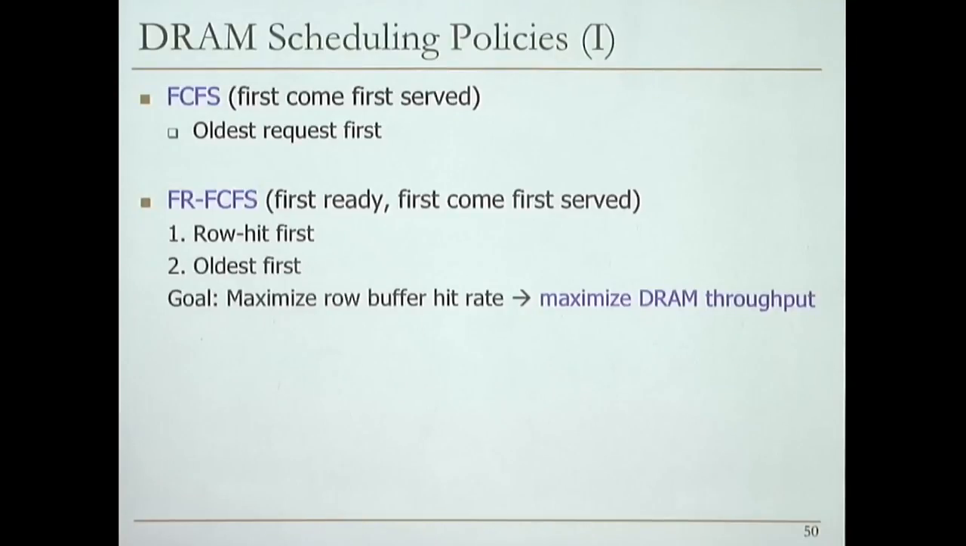The second one over here is first ready, first come, first serve, which we've seen. Basically, it prioritizes row hit requests over other requests. And all else being equal, it prioritizes older requests over other requests. And the goal, as we've seen, is to maximize row buffer hit rate, because that reduces DRAM latency and also maximizes DRAM throughput. Latency and throughput are related in this case, because you serve one access with much reduced latency. You can actually serve more accesses by doing so. So in this case, you can reduce latency and improve DRAM throughput.